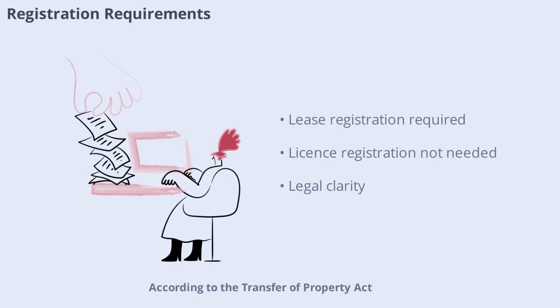According to the Transfer of Property Act, leases for 1 year or more must be registered. Licenses do not require registration. This distinction ensures that leases are properly documented and legally enforceable, while licenses remain informal and flexible. The law provides clear guidelines to prevent confusion and protect the interests of all parties.